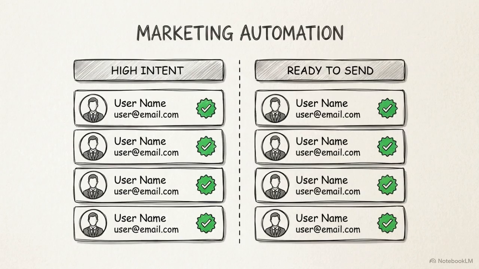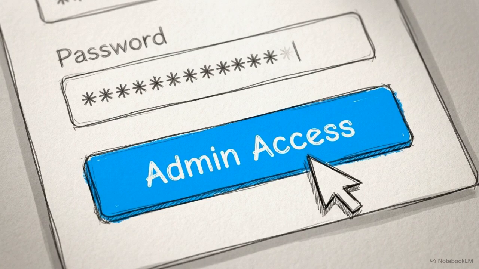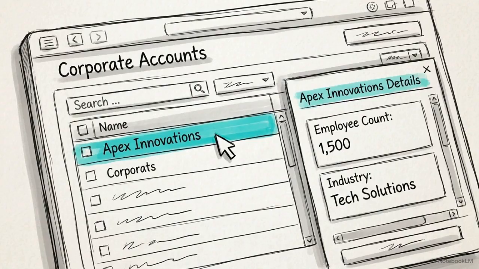marketing automation platform. Before we start, you need 2 things: a clearly defined ideal customer profile, or ICP, and administrative access to your company's CRM. The rule we will follow throughout this build is simple: precise audience fit always outperforms sheer volume. Step 1 is mapping your target accounts.